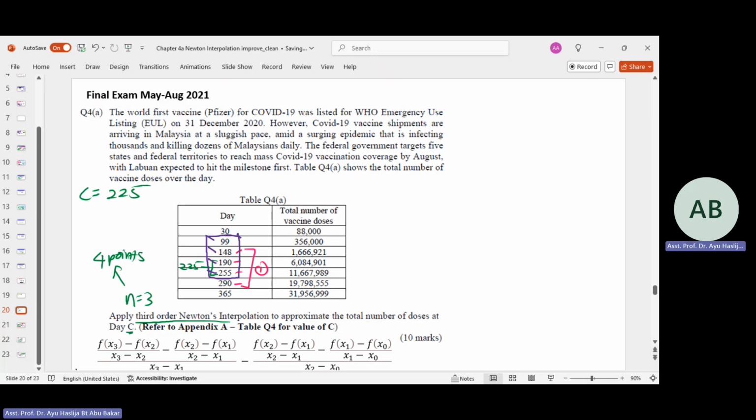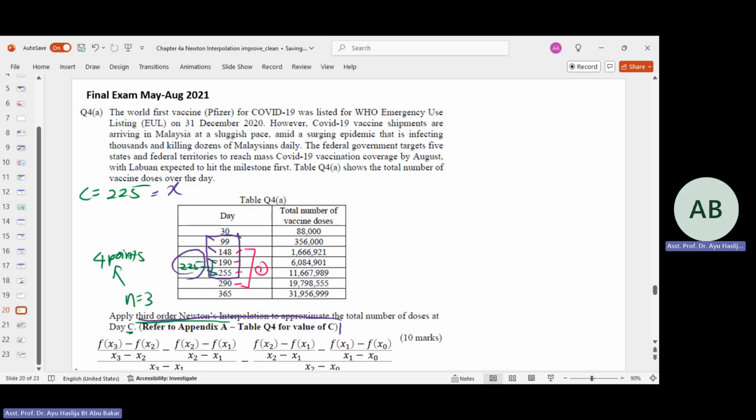Find F3, 2 to 5. Now you don't have the true value over here, so I think this question doesn't ask you to find the error. Find the F3, 2 to 5. X is 2 to 5 here. X is your unknown.